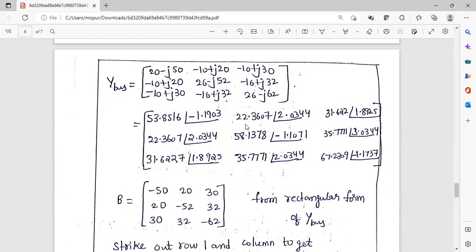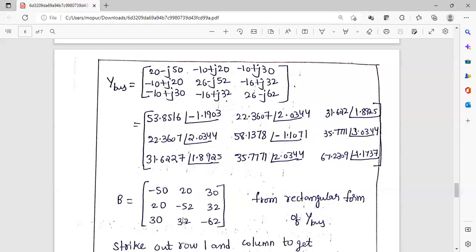Because when we are calculating the P, for finding the residual powers, we should know the calculated powers. Then only can we subtract the calculated powers from the scheduled powers. In those calculated powers, we will be using theta 22, Y22. Those things are obtained, substituted from this polar form. So the rectangular form is used to obtain the B, and the polar form is used to obtain the calculated values of real powers and reactive powers.